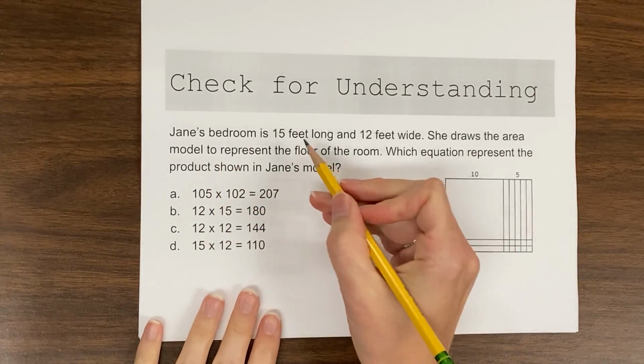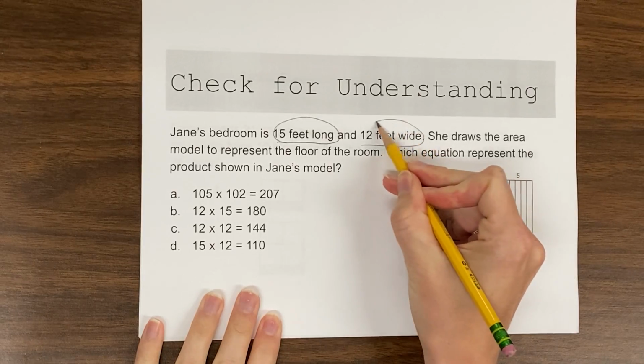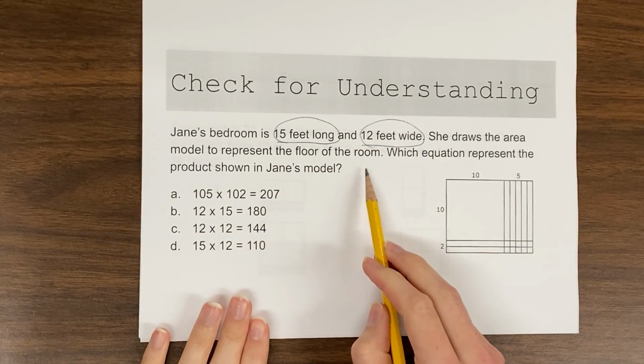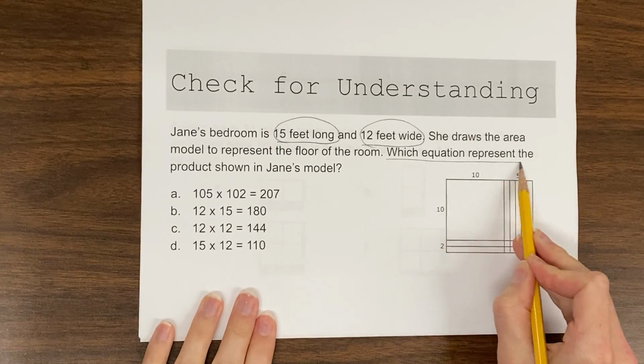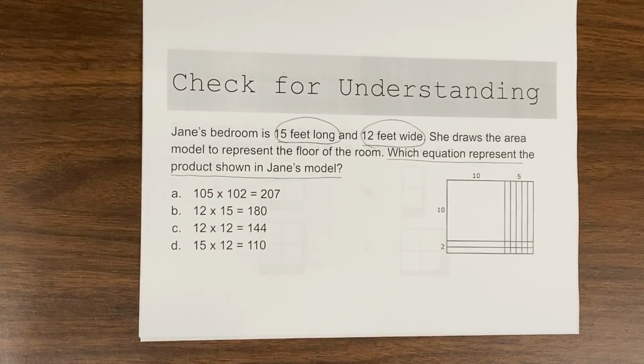Jane's bedroom is 15 feet long and 12 feet wide. She draws the area model to represent the floor of the room. Which equation represents the product shown in Jane's model?